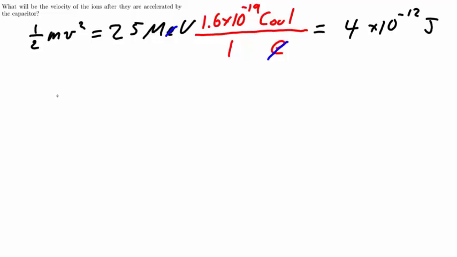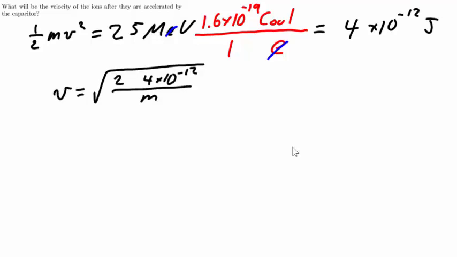joules. Solving the previous equation for velocity, we find that the velocity is the square root of twice the kinetic energy over the mass, and using the mass value that was given in the problem originally, we get a velocity of about 2 times 10 to the 7 meters per second.